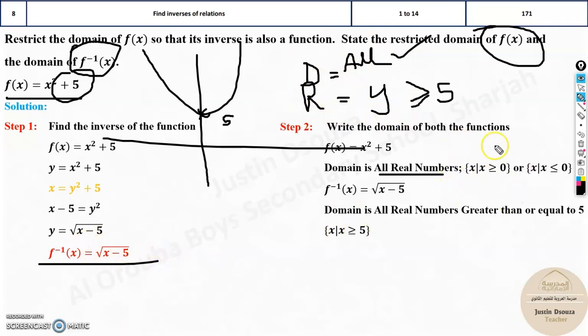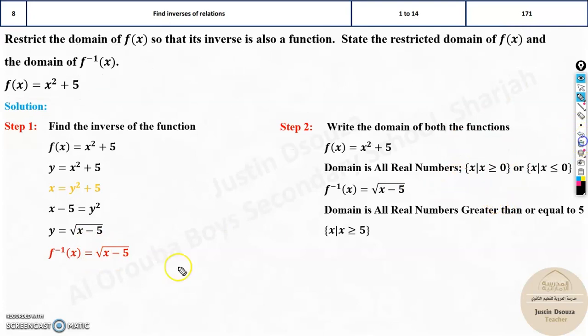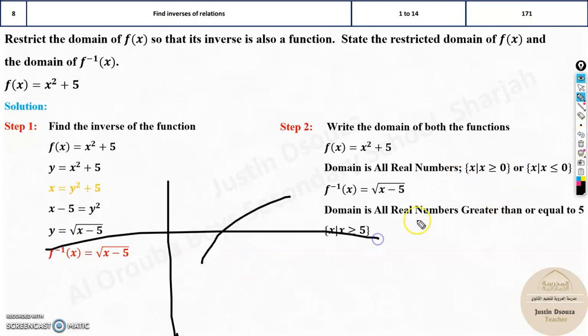Now, why is it split like this? Because now imagine you have a square root function.